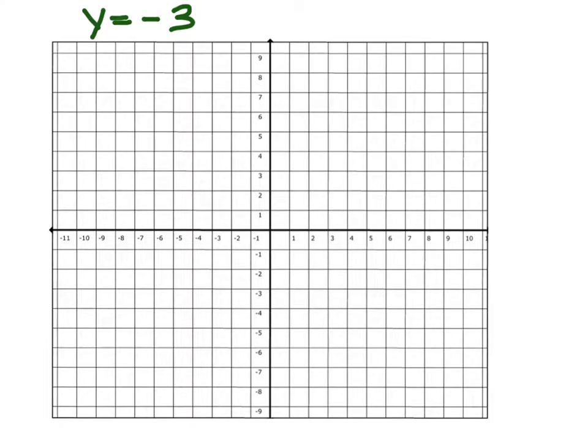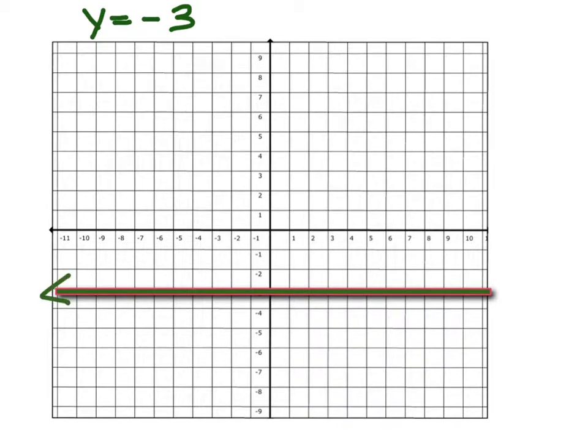Just like we had on the homework, you're going to have some that are y equals and some that are x equals. For this one, if you have something that's y equals simply a number and there's no x in there, if it's just y equals -3 in this case, what you would do is find -3 on the y-axis and draw a line straight through it. Y equals means it's going to run left to right. Y equals just a number. And don't forget the arrows at either end.